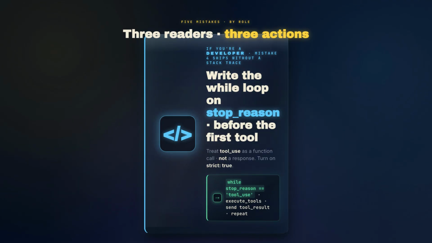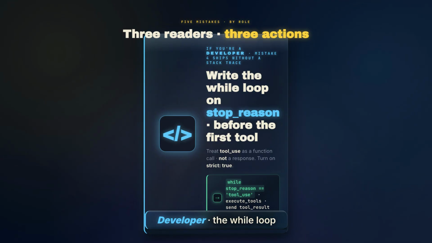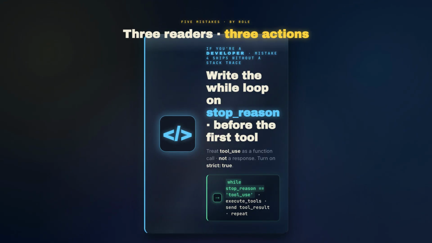And if you're a developer, mistake 4 is the one that ships without a stack trace. Write the while loop on stop_reason before you write the first tool. Treat the tool_use block as a function call, not a response. And turn on strict equals true. The schema is your contract. Don't rely on downstream validators to catch what strict catches upstream.